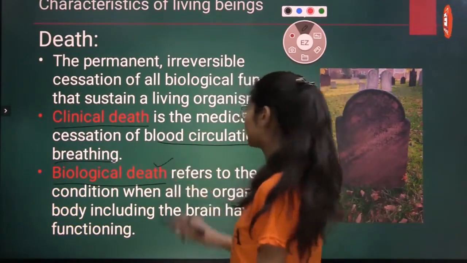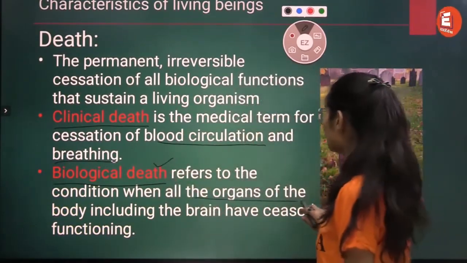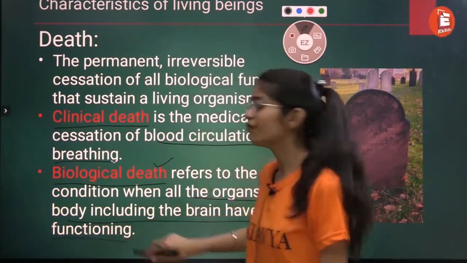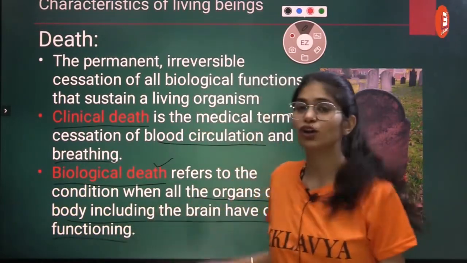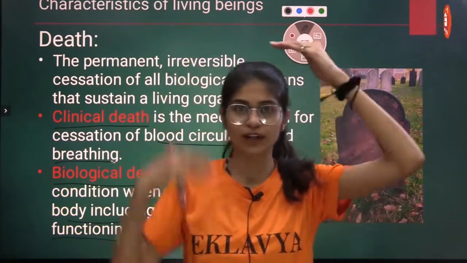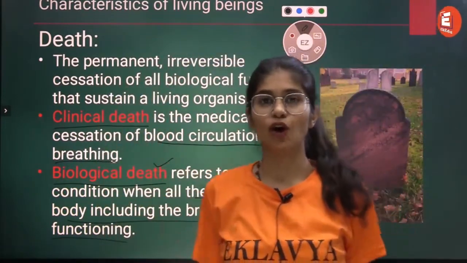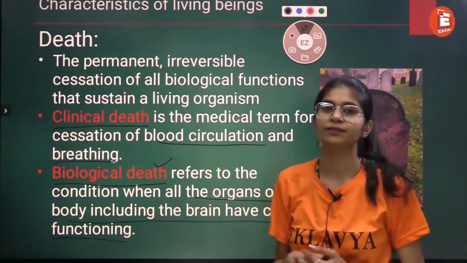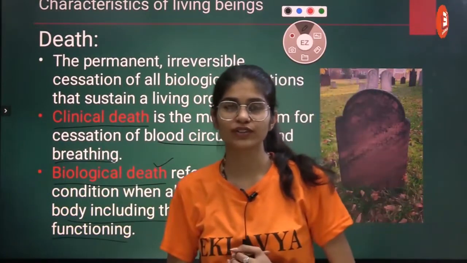But biological death is a condition when all the organs of the body, including the brain, cease functioning, which means in biological death, we're dead from head to toe. Our brain is not working, no organ is working. So this is death. I hope you've all understood what I've said, right?